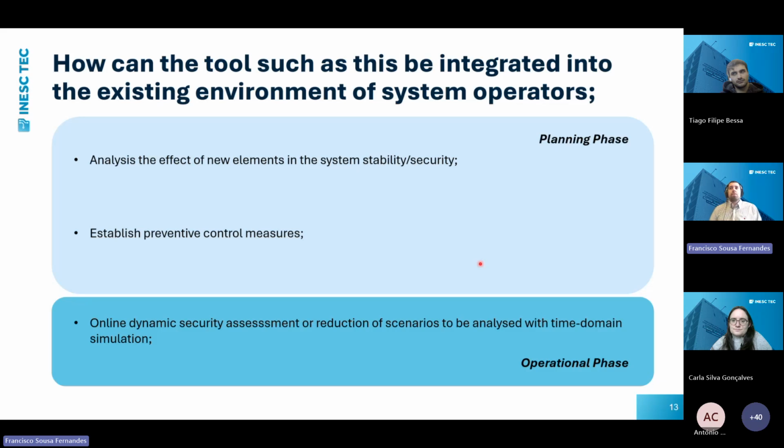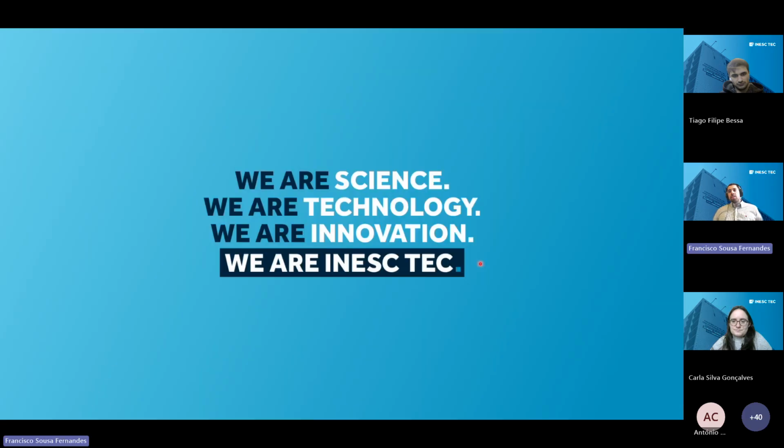And overall, that is it. I'm just leaving this to see how and where tools like this could be integrated into the existing environment of system operators. I see that in the planning phase, to analyze the effect of new elements on system stability and security, we can use things like this: train a symbolic model like this and try to understand the effect of new elements on system security, to establish preventive control measures, as was shown before. And in the operational phase, to have, for instance, online dynamic security assessment or reduction of scenarios to be analyzed with time domain simulation. And yeah, that is it from me. Thank you very much. If you have any questions, feel free.